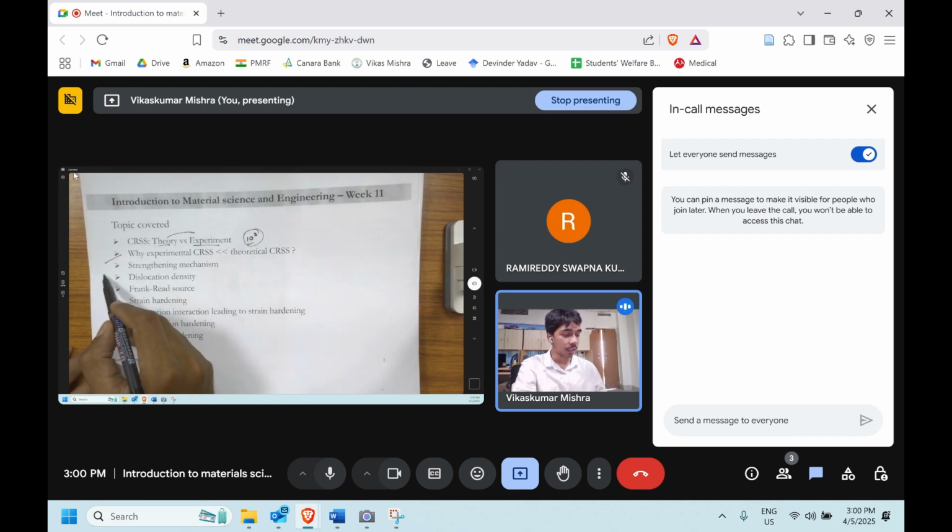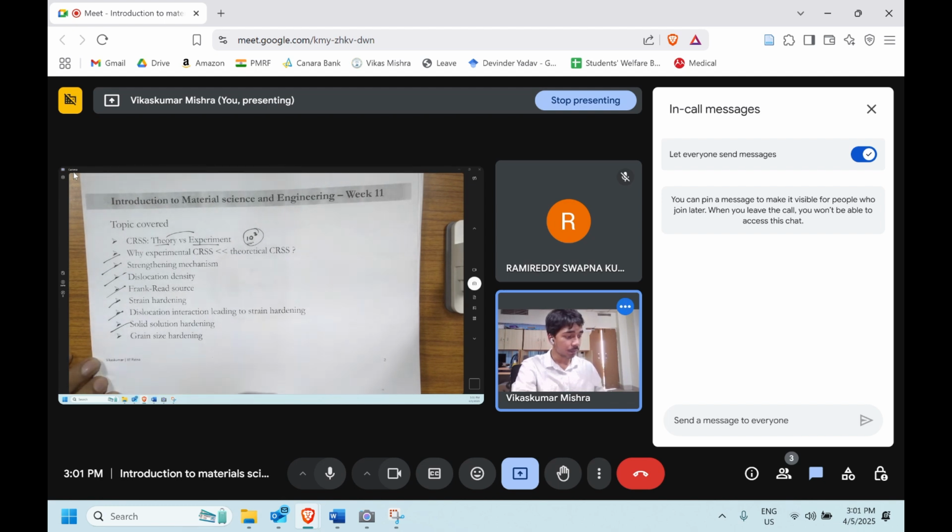Then we discussed the strengthening mechanisms. We saw what the dislocation density is and how we calculate it. Then we discussed the Frank-Read source, how dislocations are generated within the material during plastic deformation. Then strain hardening, another strengthening mechanism, dislocation interaction, and then solution hardening. Then grain size hardening. So we discussed a list of strengthening mechanisms.